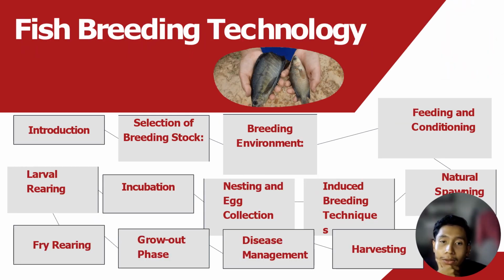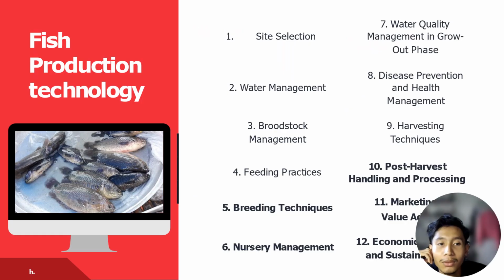Fish breeding technology. Number 1, introduction, and then selection of breeding stock. Then breeding environment, feeding and conditioning, natural spawning, and induced breeding techniques, nesting and egg collection, and then incubation. We go to larval rearing, and then fry rearing, grow out fish, then disease management, and lastly we go to the harvesting. Okay, we go to the next slide.